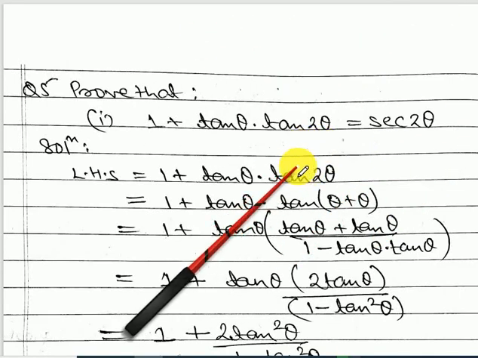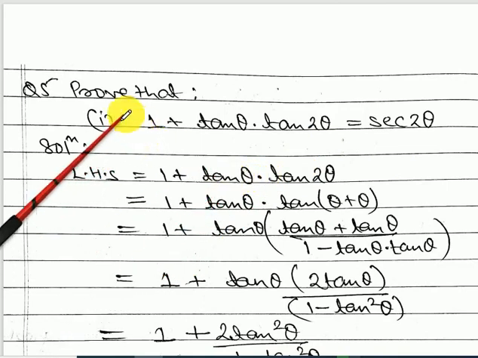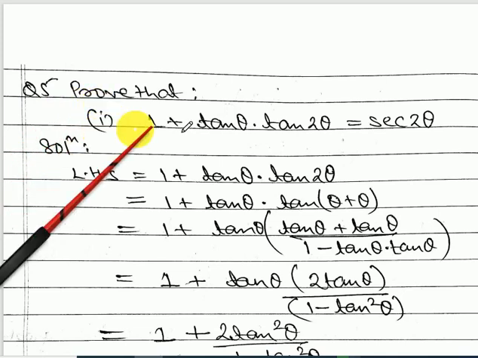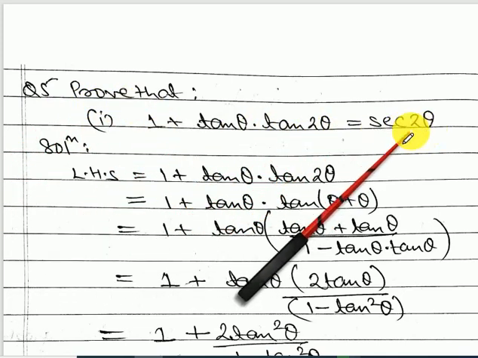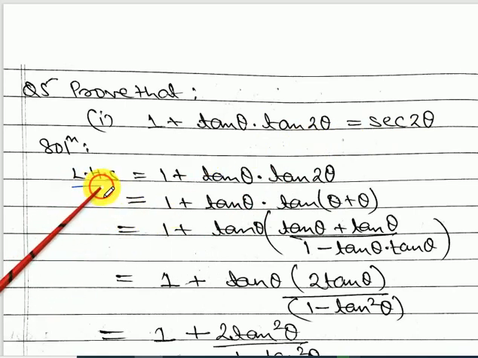Good morning, children. So let us proceed with chapter 6. Now we are going to do question number 5 for exercise 6.1b. Okay. So question 5.1, prove that 1 plus tan theta into tan 2 theta is equal to sec 2 theta. Okay. So we'll start with the left hand side.